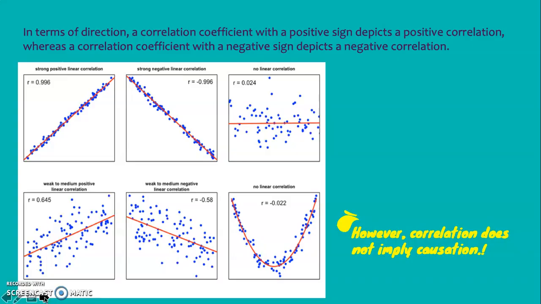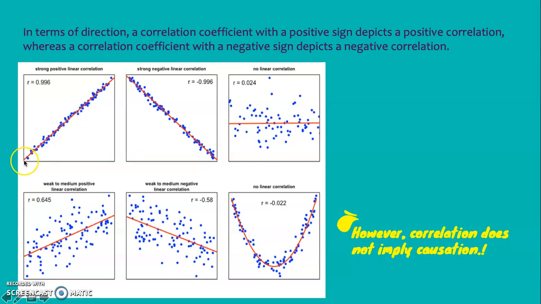Another way by which you can identify the type of correlation between your variables is to plot a graph, and that graph is called a scatter plot graph. When you've plotted your graph, you need to observe the direction of the line. That line is called the line of best fit.